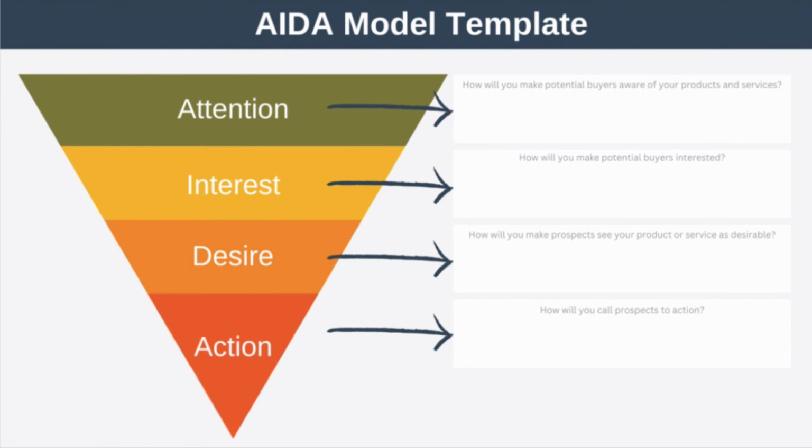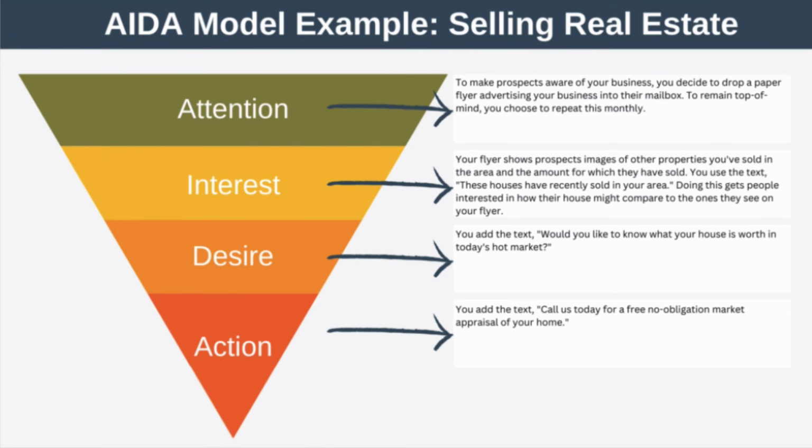Okay, so let's look at some examples of using the model in real life. For this example, imagine you are a realtor or estate agent who wants to sell more houses in your area. How can you do this using the AIDA model? Well, one way could be to use a flyer that you post through the mailboxes of your best potential customers. That's going to make prospects aware of your business. And you decide to remain top of mind, so you're going to repeat this every month.